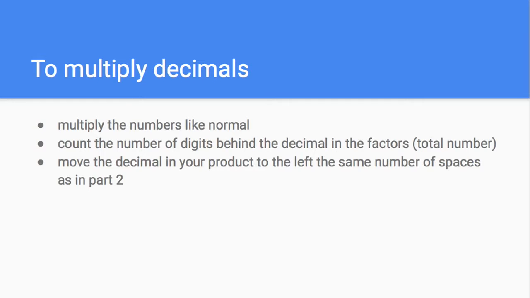Then you're going to take the decimal in your product, which is the answer, and you're going to move the decimal point that number of spaces to the left. So whatever number you got when you counted the numbers after the decimal point in the problem, you're going to move it to the left that number of spaces in your answer.